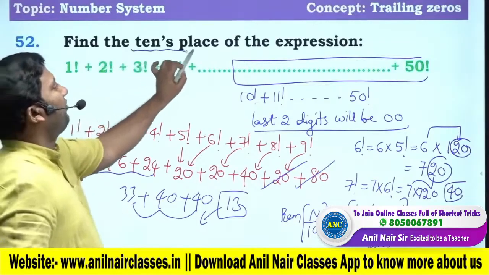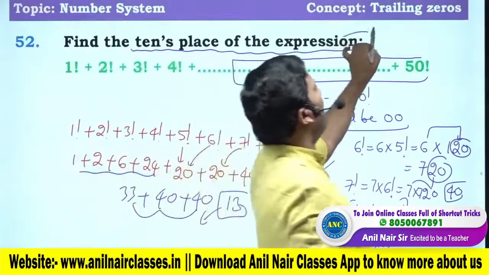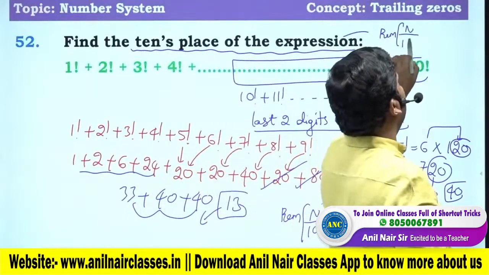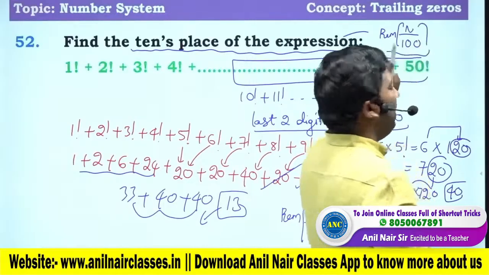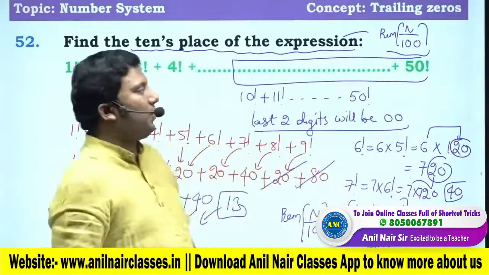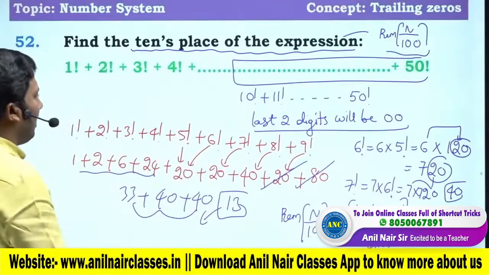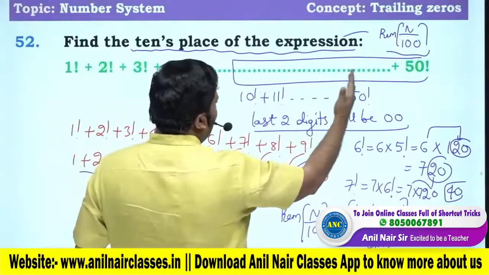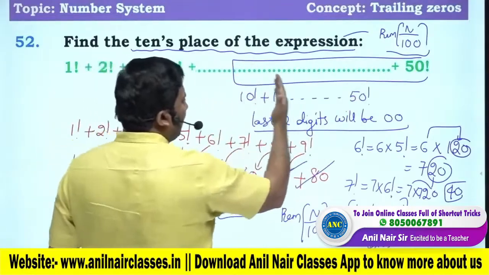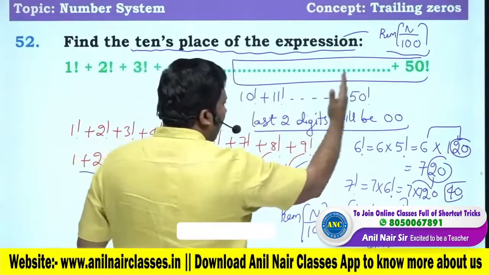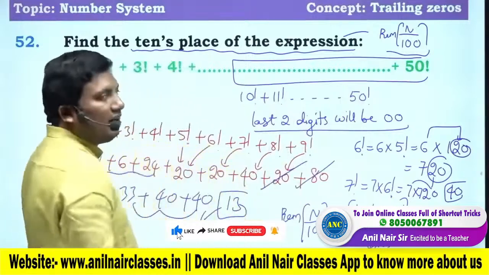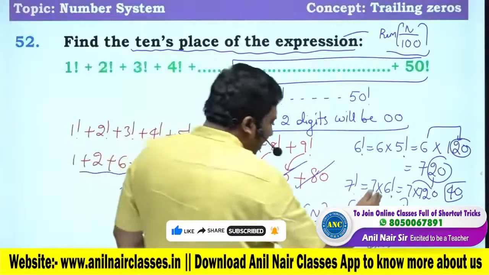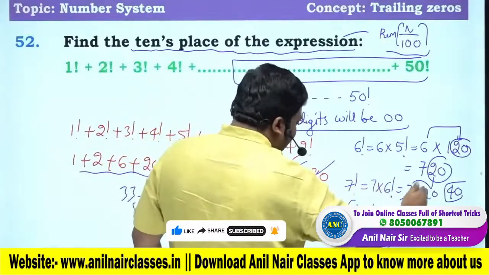Tens place of any expression: if you want the tens place of an expression, divide this number by 100. If I divide it by 100, from 10 factorial onwards, 2 zeros will be there at the end. Everything will wash off, because all are divisible by 100. 100 is 4 into 25. From 4 factorial, all are divisible by 4.